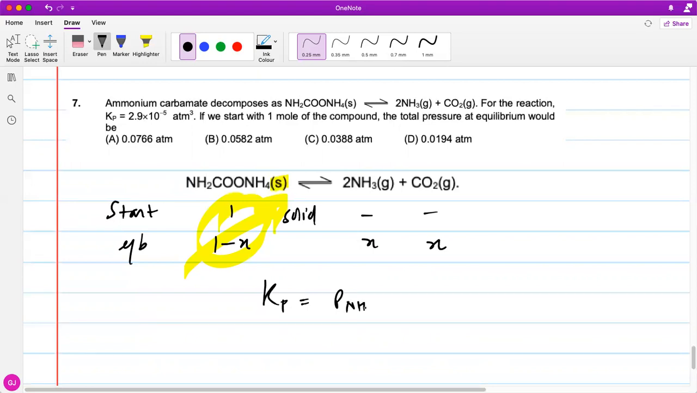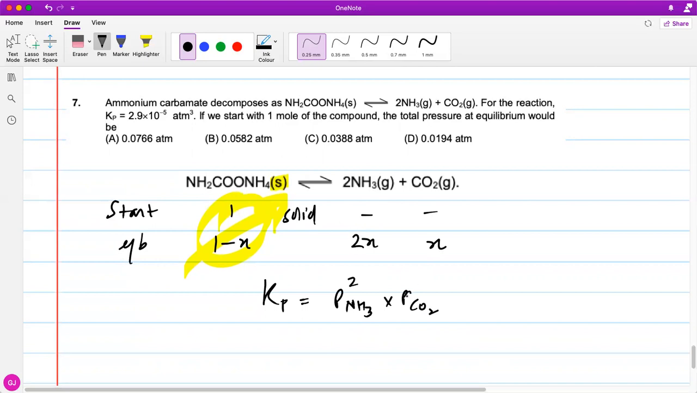Partial pressure of ammonia raised to the power of 2 into partial pressure of CO2 raised to the power of 1, right? So rather than doing mole analysis, let's say if I did partial pressure analysis, that would be fine.